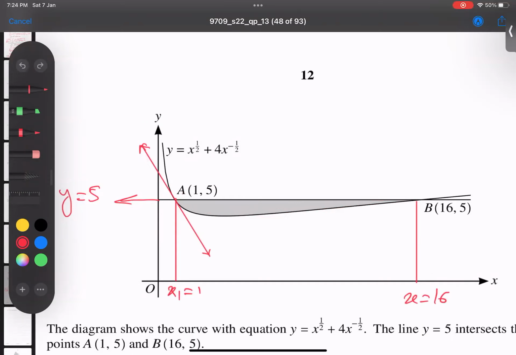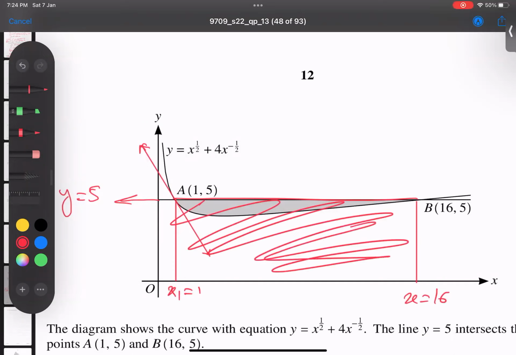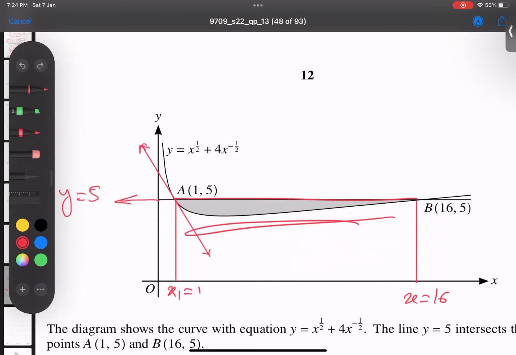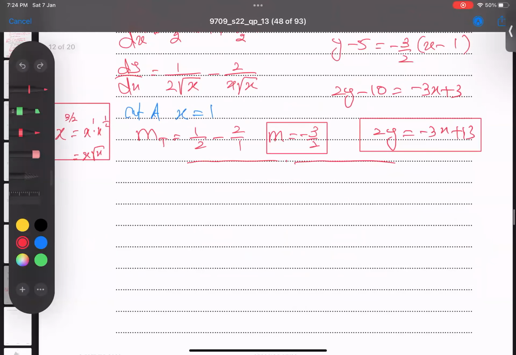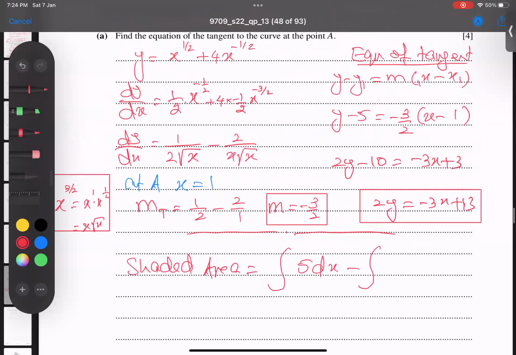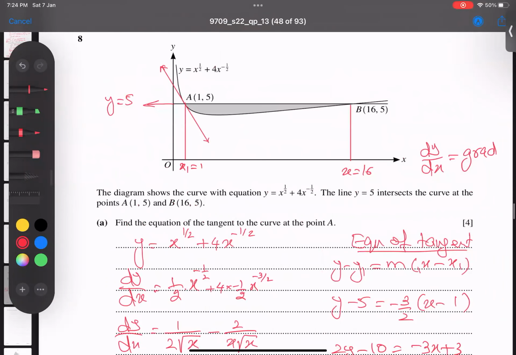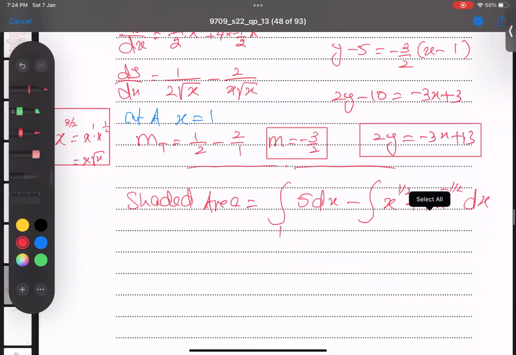For your knowledge, if I integrate the line, I'll get the full area. And when I integrate the curve, I'll get this white area. From the full area, if you subtract the white area, I will get the shaded area. So let's start. The plan is so simple. So the shaded area: the line is what? y equal to 5. You know it very well. I integrate 5. And for the curve integration, the curve is this one, you know it very well: x to the power half plus 4x to the power negative half. And the limit is very clear, 1 to 16. So let's start, 1 to 16.